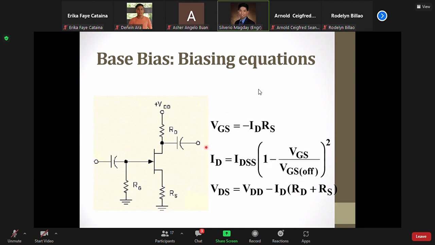Kasi BJT, ang dami pong kailangan i-solve na currents. Kaya current control device siya. Ito voltage control. So most of the time sa VGS, given na parang same lang yung current at operation, which is yung ID natin kay FET. So ito KVL lang dito for your VDS.